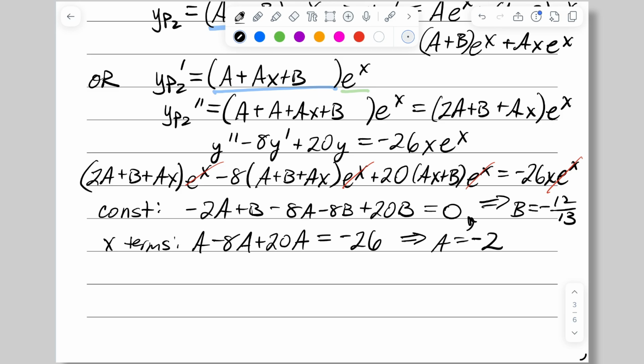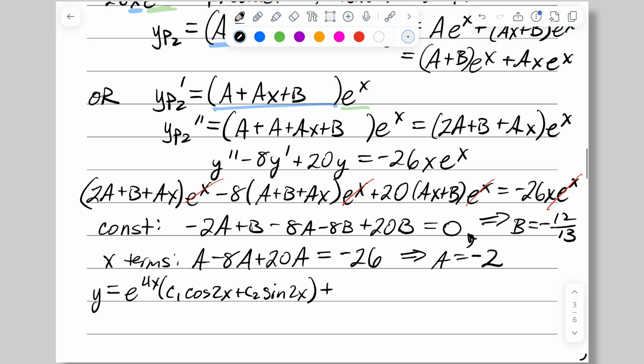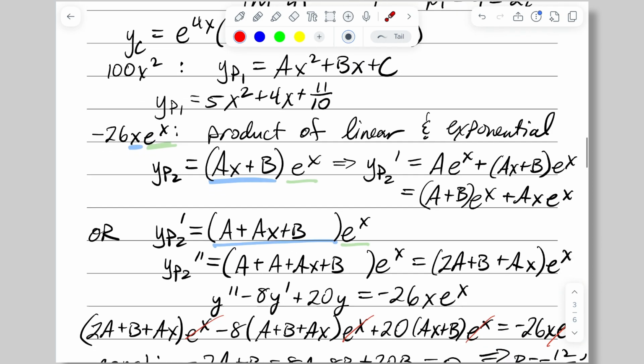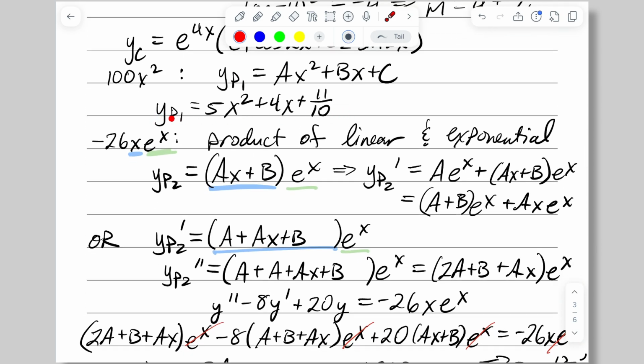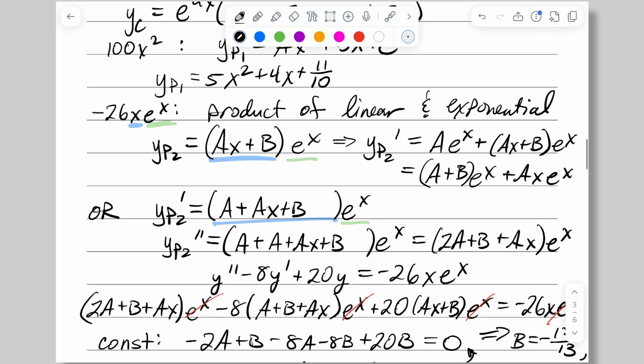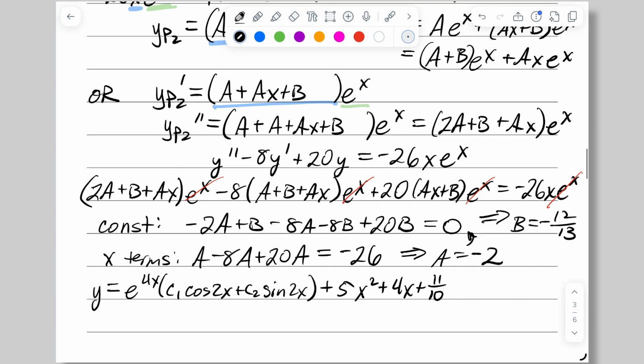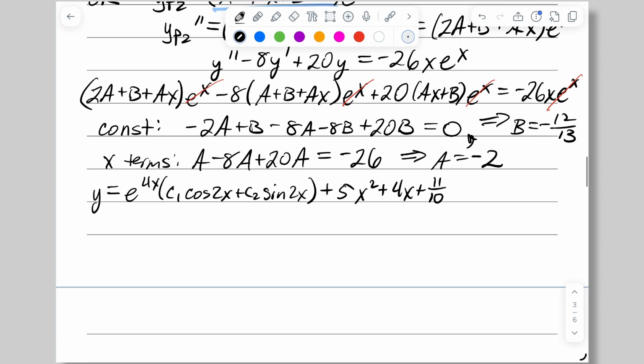Putting it all together, we have that y is equal to e to the 4x times c1 cosine of 2x plus c2 sine of 2x plus, so that was our complementary function. And then the one we didn't go through, but you know how to do, 5x squared plus 4x plus, what was that, 11 over 10? Yeah. And then plus our new thing.